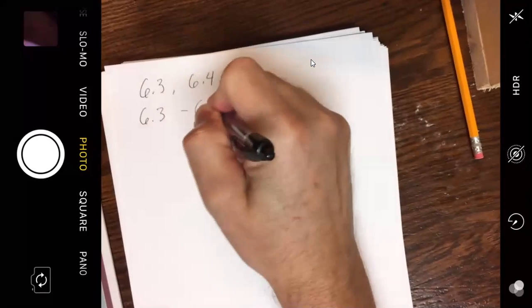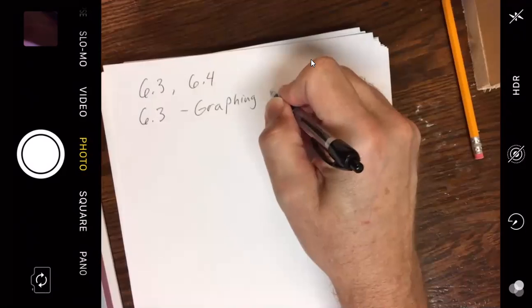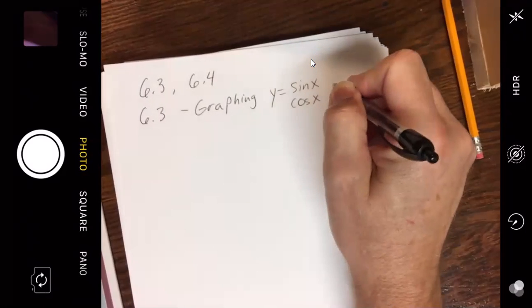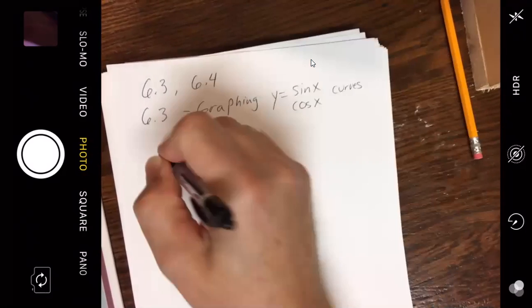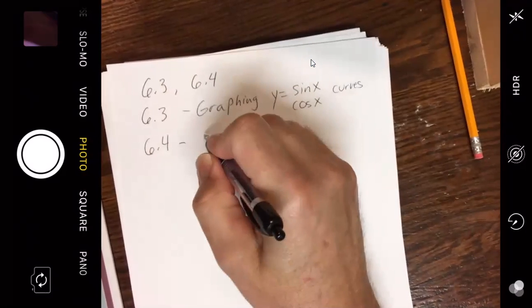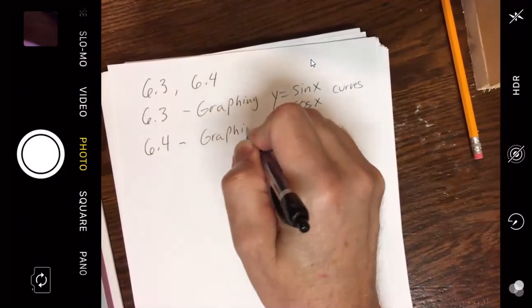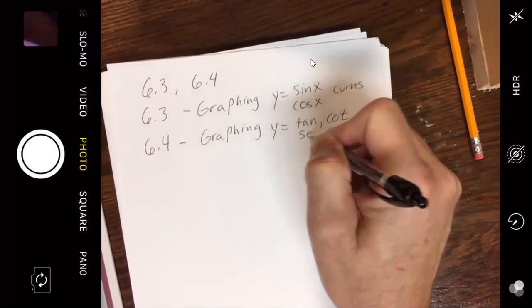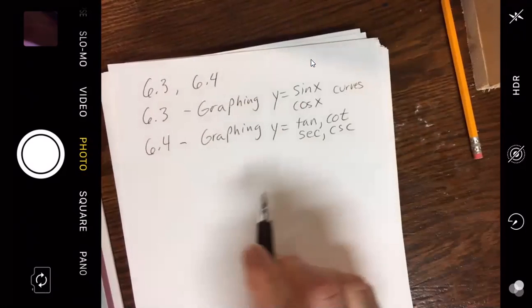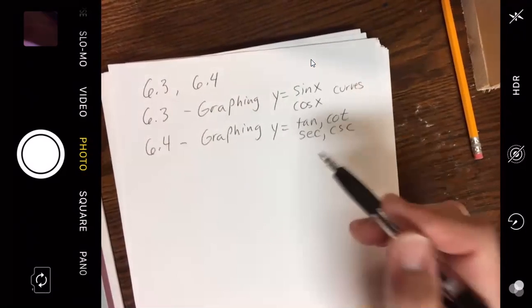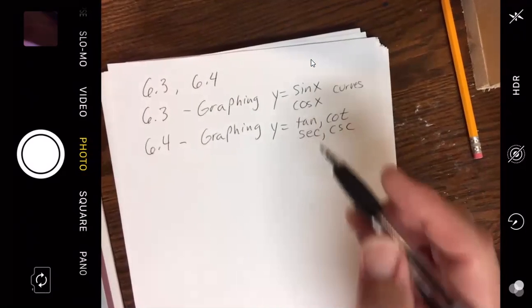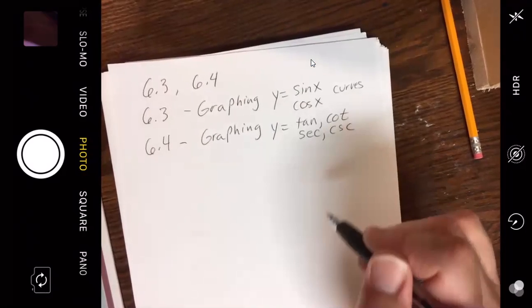In 6.3, we are graphing y equals sine x generically and cosine x curves. And 6.4, it is the other four: graphing y equals tangent, cotangent, secant, cosecant. They separate them off because these look distinctly different. Similar things are grouped together, except tangent and cotangent are distinctly different from secant, cosecant.